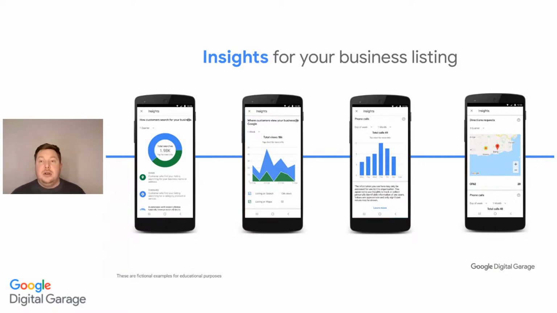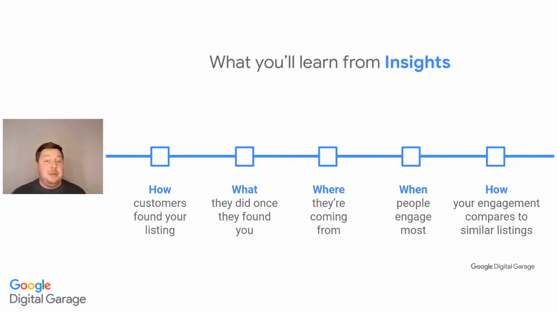You've got your postcodes to do as well. You can see where people have been searching for it, how customers find your listing, what did they do once they found your listing, where are they coming from, when people engage most, how engagement compares to similar listings. So all of a sudden you can see all of these customers are actually answerable questions. How they found you. They'll literally have to say discovered or search. What did they do once they found you?